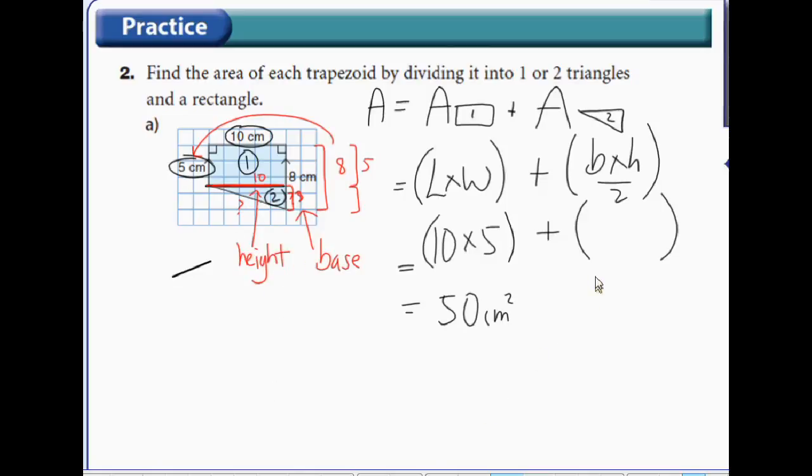Let's try that. Base times height, then 3 times 10 divided by 2. So plus, this will be 30 divided by 2, which is 15 centimeters squared. And that will give us a total of 65 centimeters squared. And that's how we would divide this into one triangle and one rectangle.